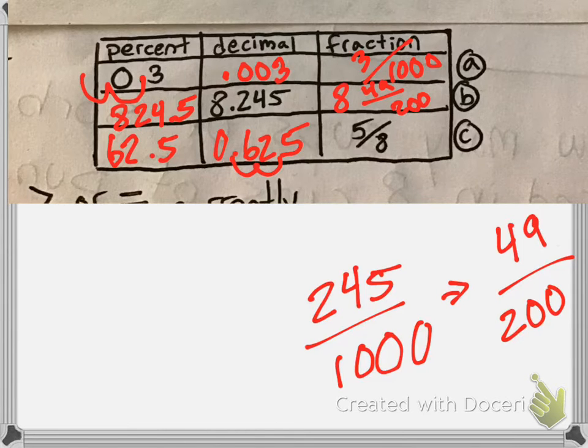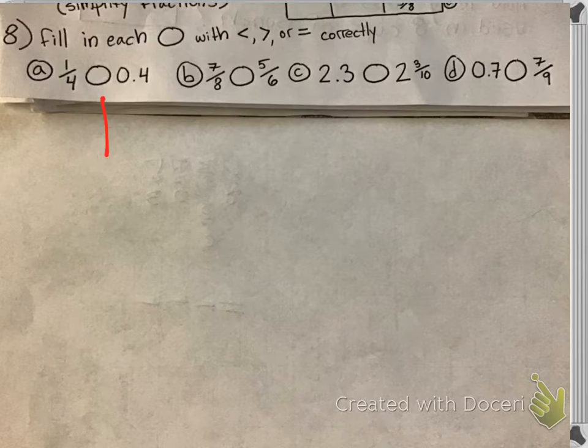Yeah. Exactly. You should have this first one memorized. What is 1/4 as a decimal? What is 1/4 as a decimal, Rafi? 0.25. Which is bigger, 0.25 or 0.4? What is it, Hannah? Perfect.